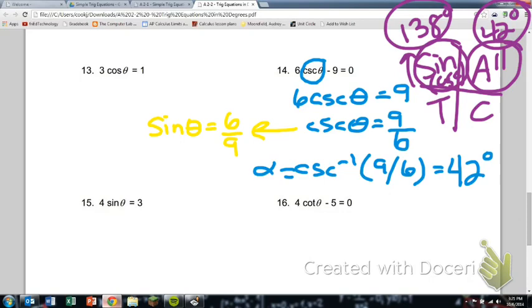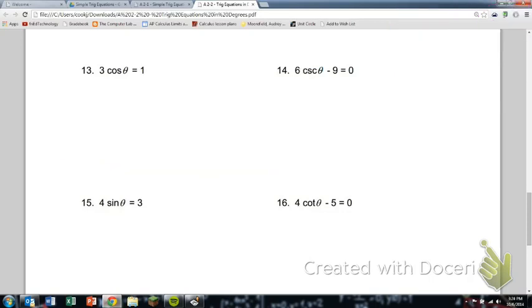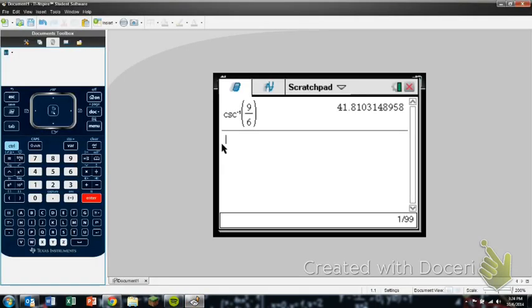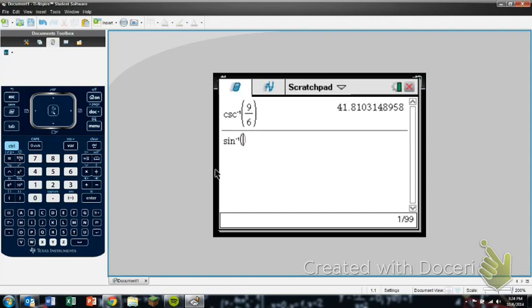Now, if you work this out on your 84 calculator, you're going to work it using the sine as 6 over 9 instead of the cosecant as 9 over 6. Then, to find your reference angle, you would do the inverse sine of 6 over 9. So on the 83 or 84, I think you have to press second sine to get inverse sine. Just look for it. It should be there. But notice what happens if you type in inverse sine of 6 over 9 on your calculator.